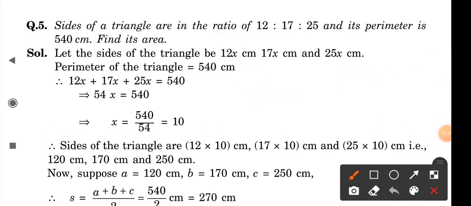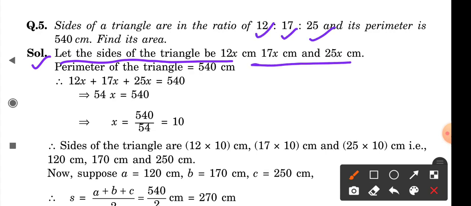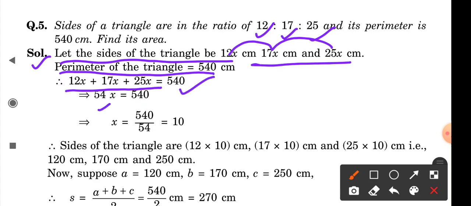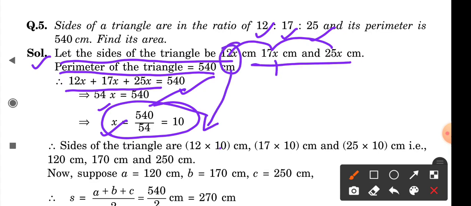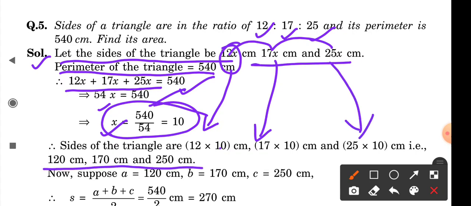Let the sides of the triangle be 12x, 17x and 25x. And we have been given the perimeter. Perimeter means the sum of all these three sides, so we will add them all and make it equal to 540. It is 54x is equal to 540, then the value of x is equal to 10. But we don't require x, we require the three sides. So for the first side we will multiply 12 into 10, 17 into 10 and 25 into 10. So you can see that we get the three sides now.